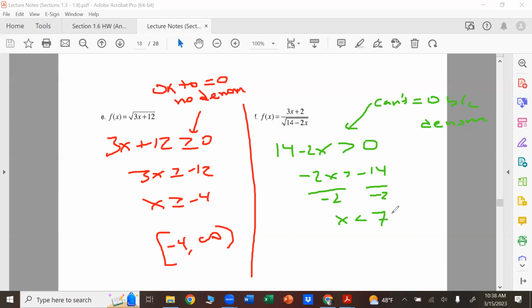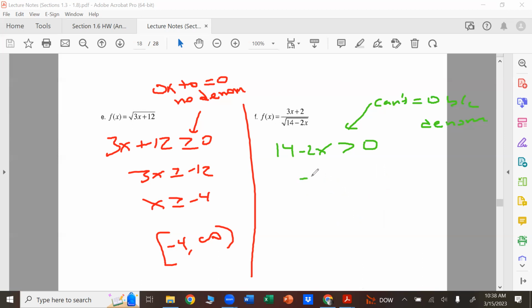Wait, why did the sign change? Great question. I just glossed over that. Let's talk about it. I'm so glad you brought that up, because it's something that people kind of memorize and don't understand, and you want to know why. I love that. It's perfect. Thank you, Sharp Fast Math.